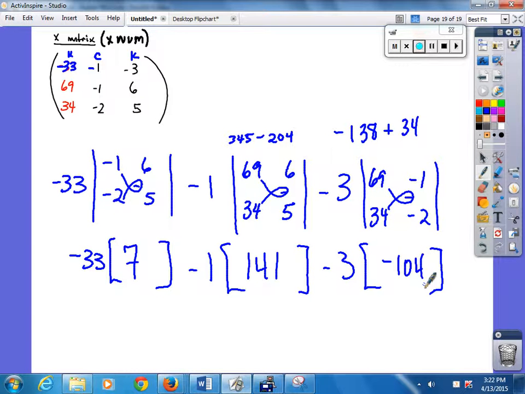I went ahead and multiplied. Alright, 7 times 30 is 210, plus 21 is 231. I'll do this one for you. And then 300 plus 12 is what? Oh, wait, 312. What's 6 times 4?